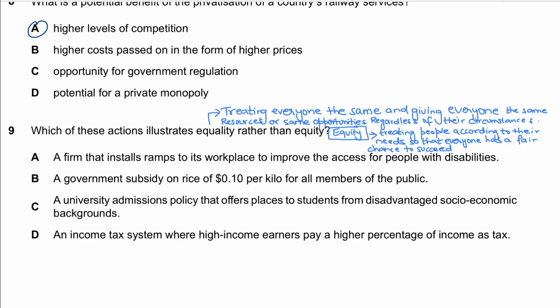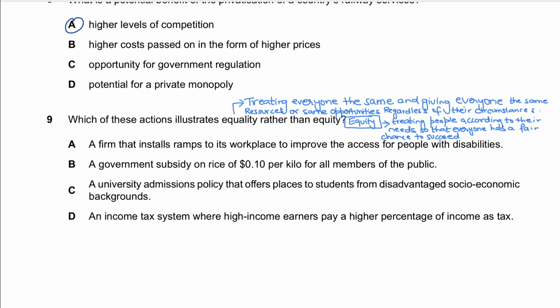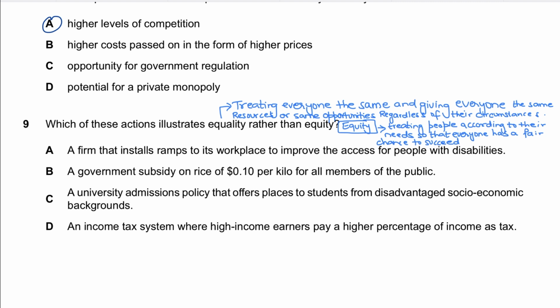because ramps for people with disabilities are equity. Extra support is given according to the need, so that's equity. Option C is incorrect as well. A university admission policy, option C is wrong, because giving university places to disadvantaged students is equity, not equality. Option D is incorrect, because a progressive income tax system is also equity, since higher income earners pay a higher percentage to reduce income inequality. Hence, option D is also equity, right?